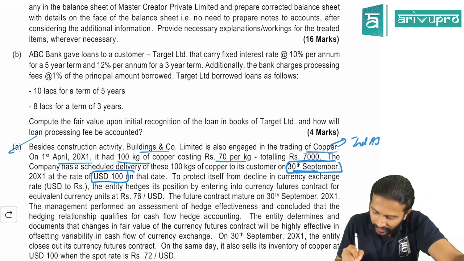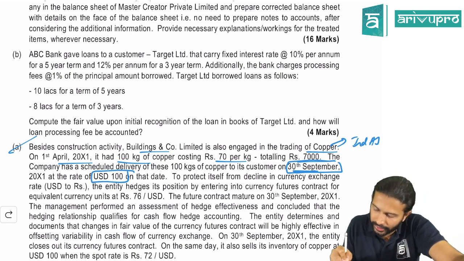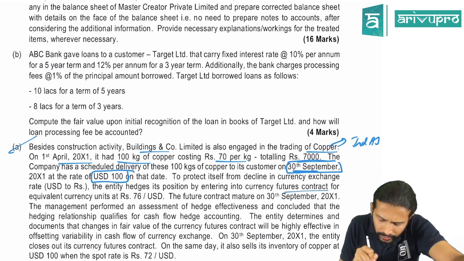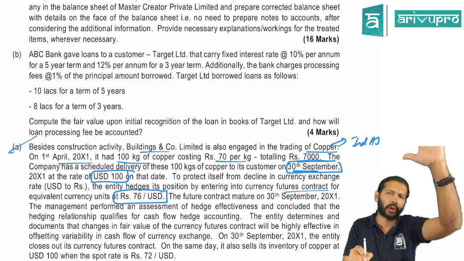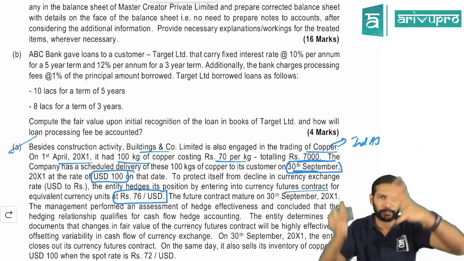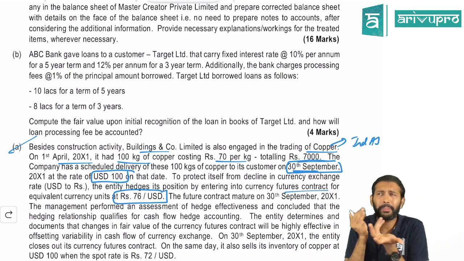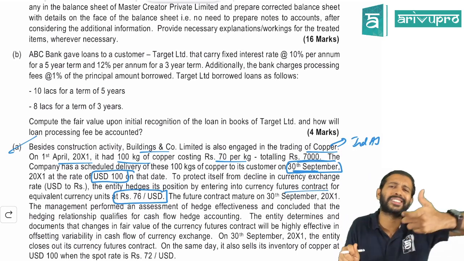To protect itself from the decline in currency exchange, that is US dollars to rupees, the entity hedges its position by entering into a future contract at an equivalent currency of 76 per dollar. So they've entered into a forward contract at 76. The dollar value they've frozen, because after 6 months they will receive $100. The company is not interested in dollars. They are interested in rupees.